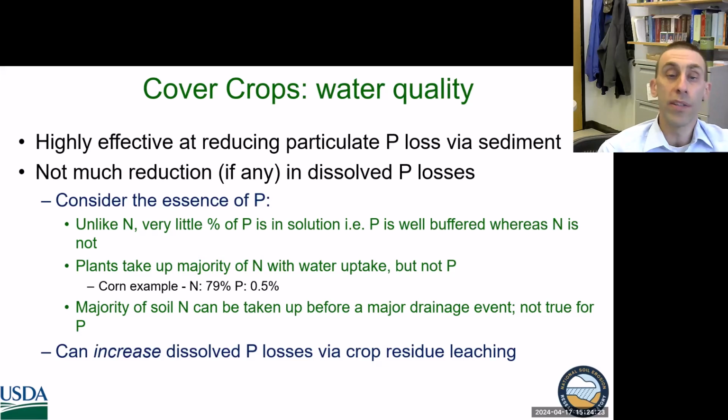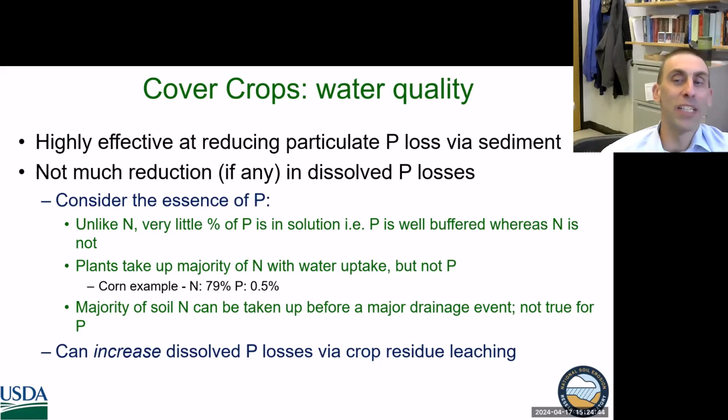So what this ultimately means is that the majority of soil nitrogen can be taken up before a major drainage event, but that's not true for phosphorus. It's not possible for a cover crop to do this unless by some miracle you had a cover crop that could take up, I don't know, 10 years worth of a conventional crop's soil phosphorus in 3 months growing in the winter. Because that soil is buffered, it'll just keep resupplying it.